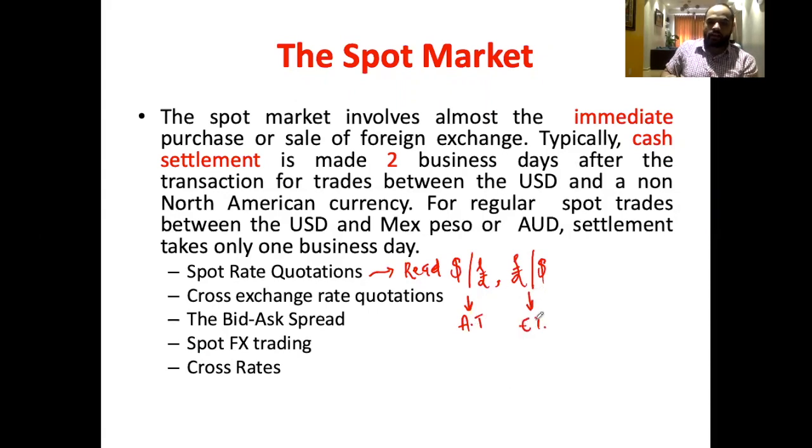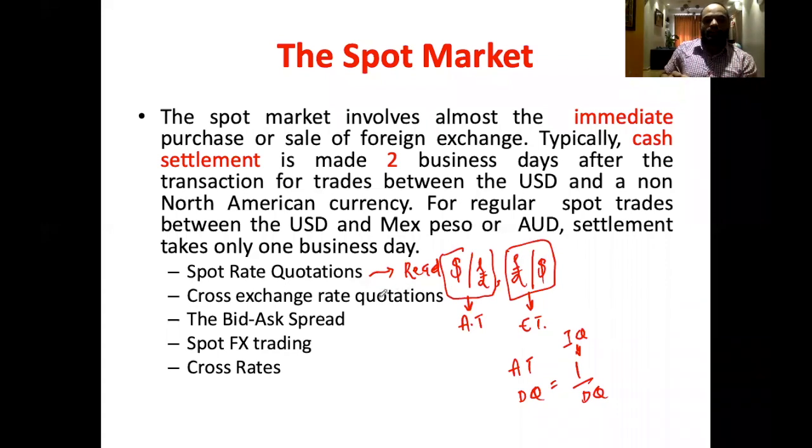So the conclusion is American terms, which is direct quotations, equals to 1 divided by European terms, which is indirect quotations, right? Not really equals to, but if you want to calculate indirect quotation, it will be the reciprocal of direct quotations. So that's what we looked at as spot rate quotation. Of course, we also learned how to read these kinds of exchange signs, right?